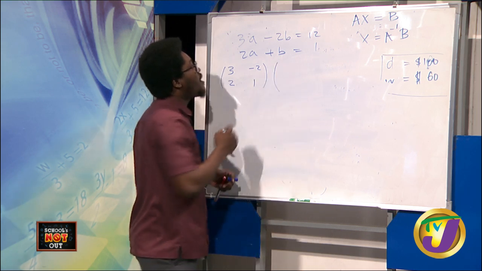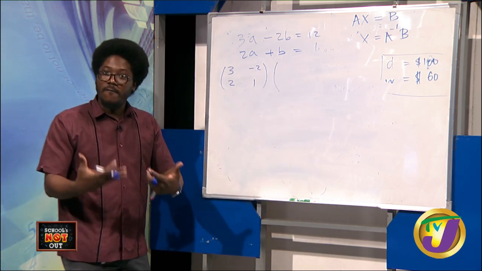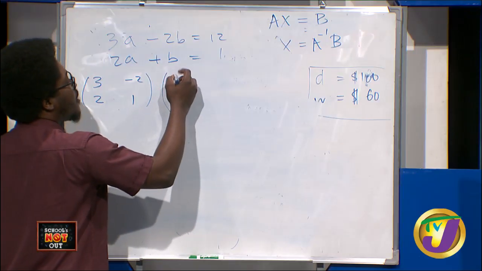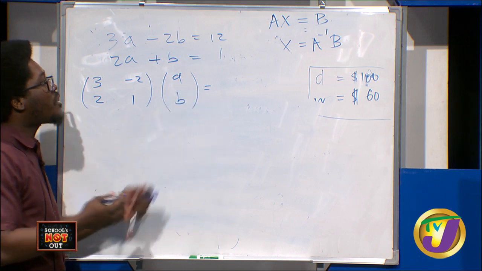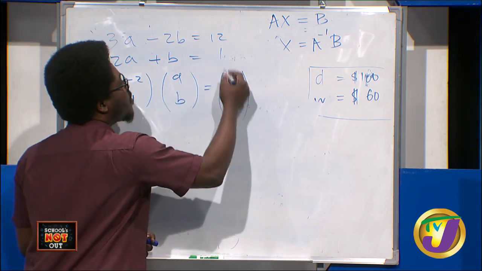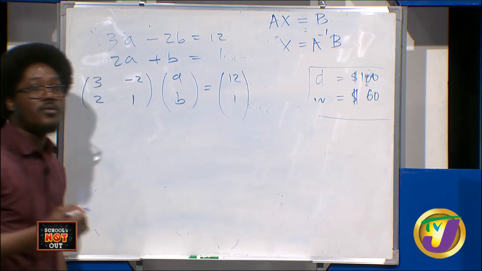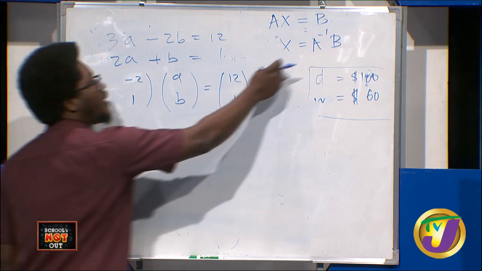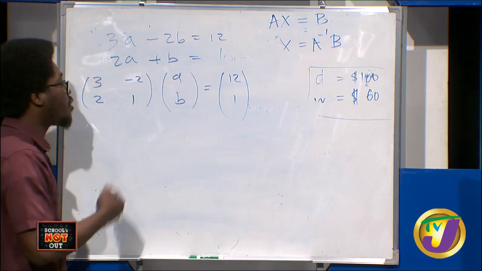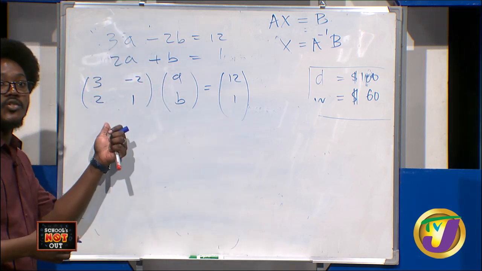And then we know that our matrix X is going to be comprised of our variables, so it is going to be a and b. And then we want our matrix B, which is simply the solutions, which is 12 and 1. Then we want to rewrite it in the form X is equal to A inverse B, which means we have to determine the inverse of our matrix A.